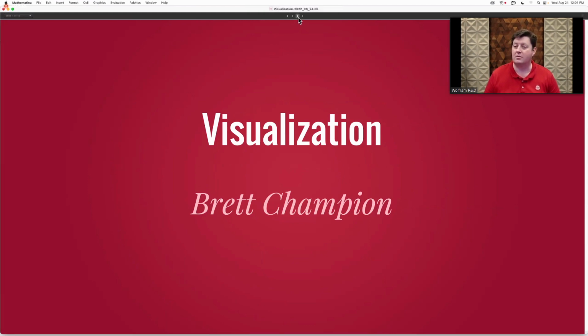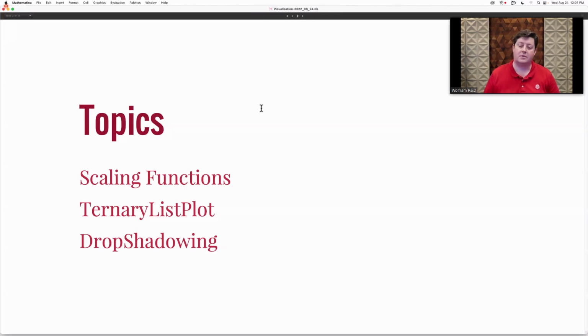In particular, we're going to start with talking about scaling functions. The scaling functions have been around in the system for a while, and we've recently been improving and expanding on them. And then we're going to look at a new visualization function called TernaryListPlot. And then, time allowing, we'll look a little bit at using the new drop shadowing style in visualization functions.